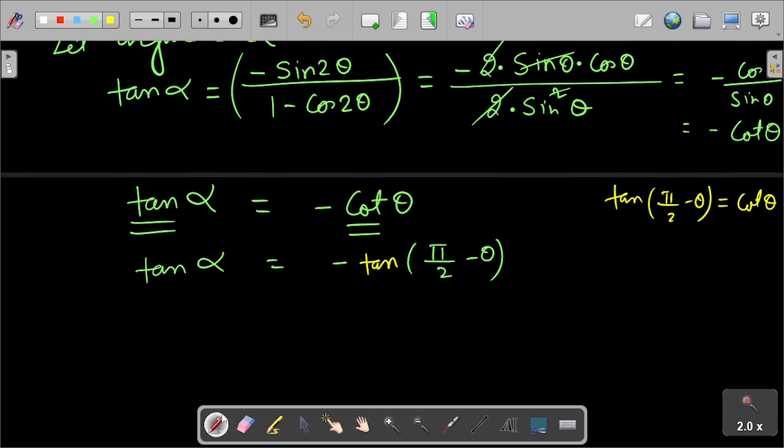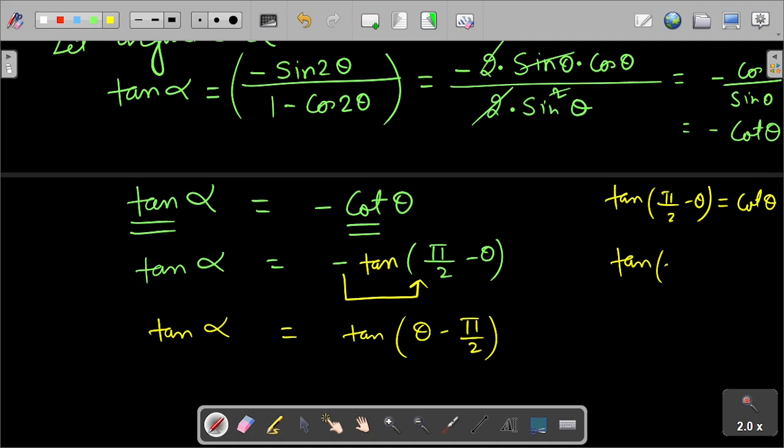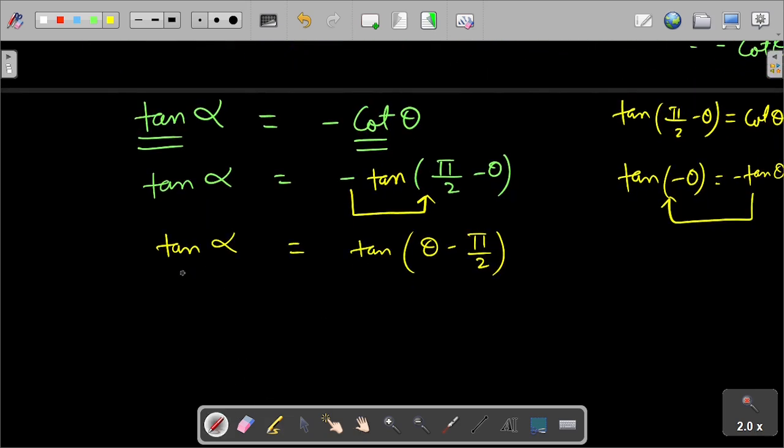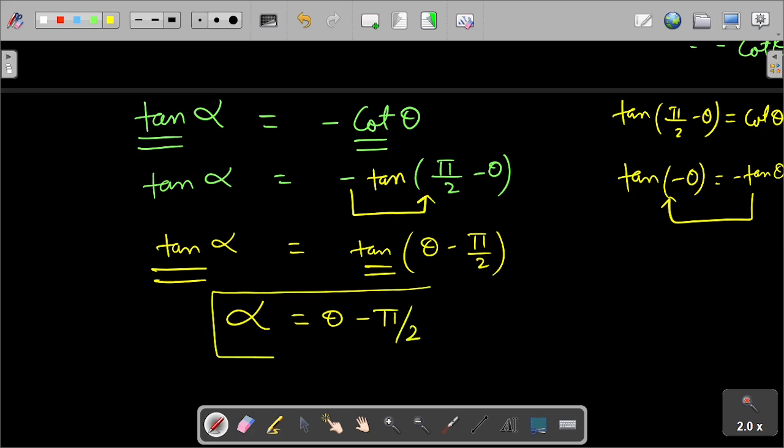Now this minus can also be adjusted in the angle, as we know that tan θ and cot θ are odd functions. So we can write tan alpha is equal to tan (θ - π/2). What is an odd function? The meaning of an odd function is that tan of minus θ is minus tan θ. Now can we compare? Yes, we can compare now. This is tan on both sides, so we get alpha is equal to θ - π/2. So we get the argument as well.